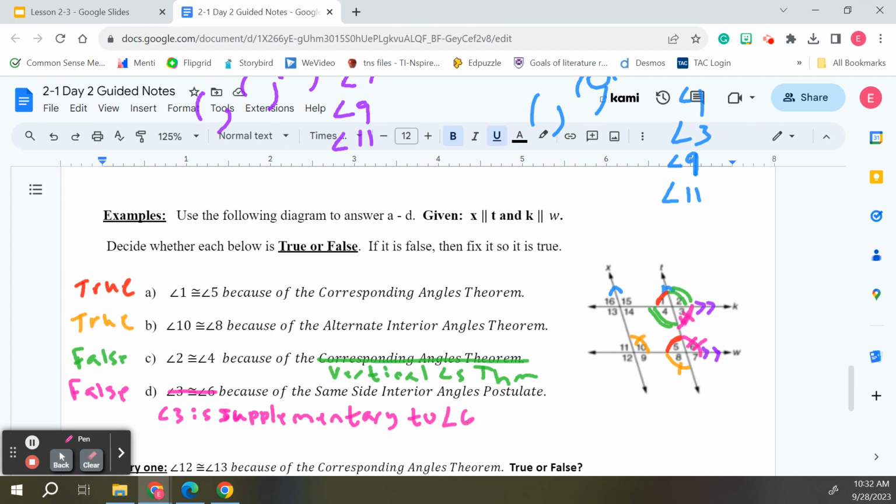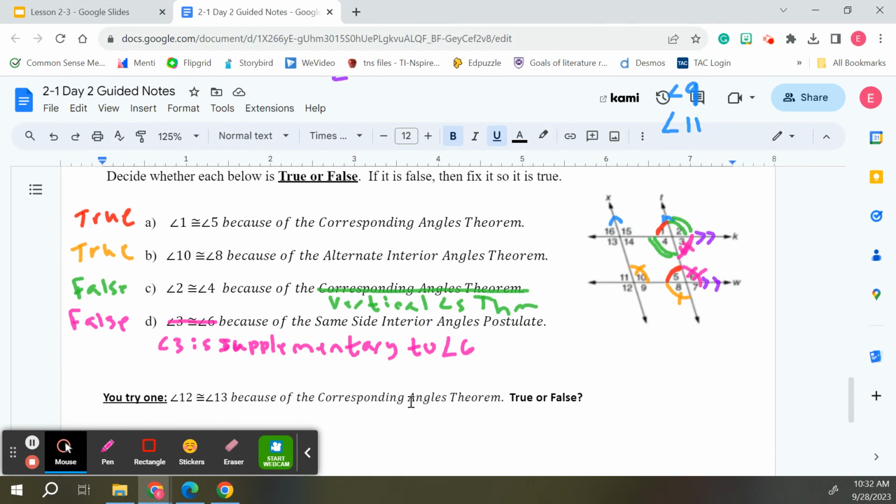All right, so use the same diagram. I want you guys to try the next one. I'll give you a minute. Okay, it says you try it. Angle 12 is congruent to angle 13 because of corresponding angles theorem. Would that be true or would that be false? If it's false, make it true. I'll give you a minute.